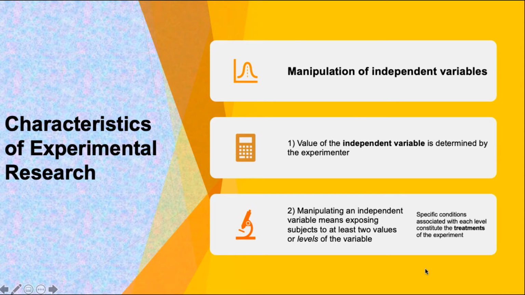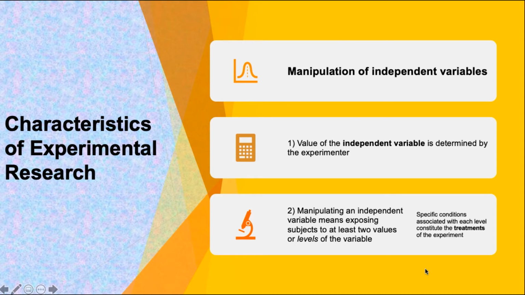Notice how this strategy differs from addressing this question in a correlational study, in which you would simply measure how much sleep participants receive and then test memory. And the second is to manipulate your independent variable. You must expose your participants to at least two levels of that variable. The specific conditions associated with each level are called treatments of the experiment.